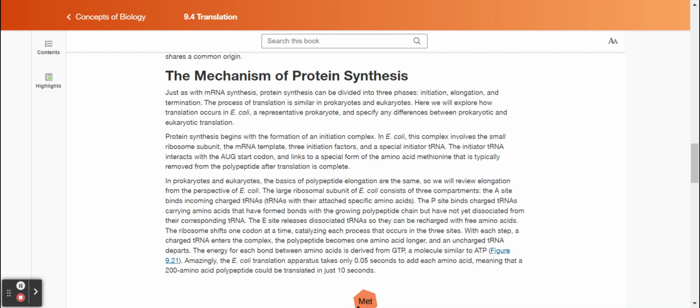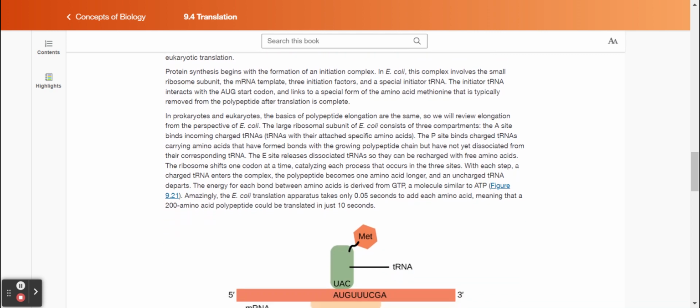Protein synthesis begins with the formation of an initiation complex. In E. coli, this complex involves the small ribosomal subunit, the mRNA template, three initiation factors, and a special initiator tRNA. The initiator tRNA interacts with the AUG start codon and links to a special form of the amino acid methionine that is typically removed from the polypeptide after translation is complete.